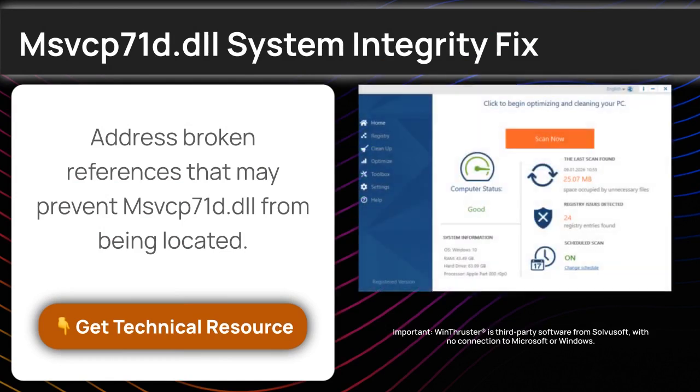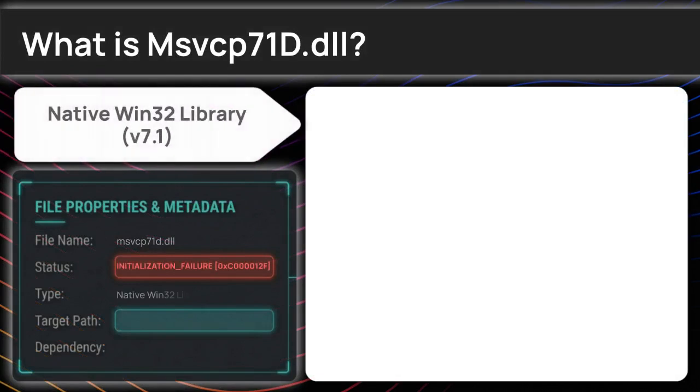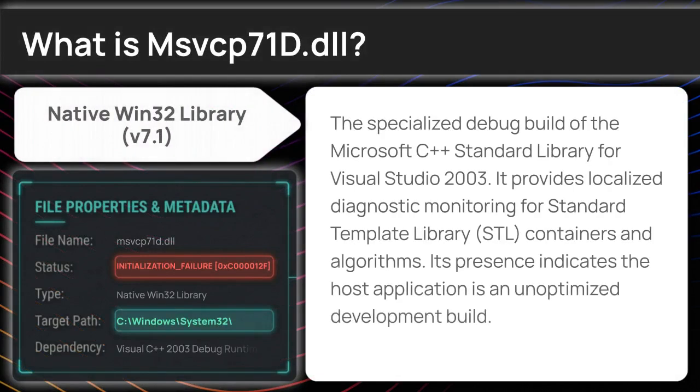This is the Microsoft Visual C++ Standard Library 71D.Debug, the specialized debug build of the Microsoft C++ Standard Library for Visual Studio 2003. It provides localized diagnostic monitoring for standard template library, STL containers and algorithms. Its presence indicates the host application is an unoptimized development build.